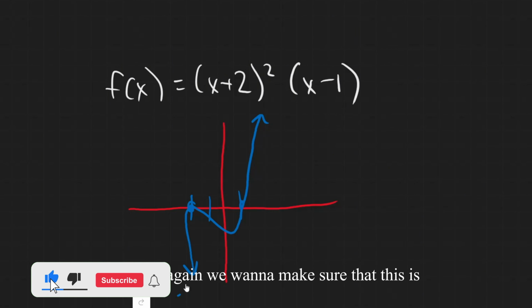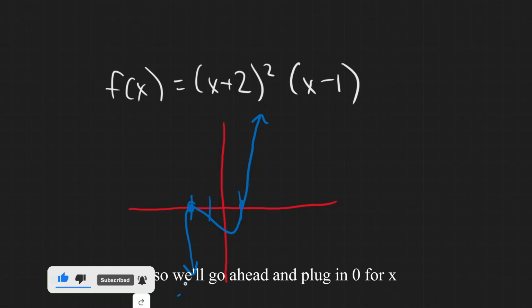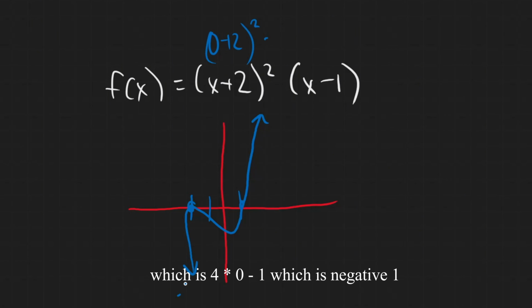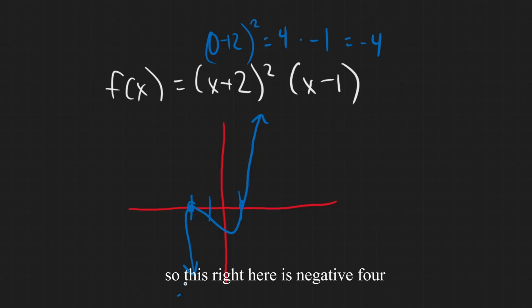Once again, we want to make sure that this is the correct y-intercept. So we'll go ahead and plug in 0 for x. We'll get 0 plus 2 squared, which is 4, times 0 minus 1, which is -1. We'll get -4. So this right here is -4.